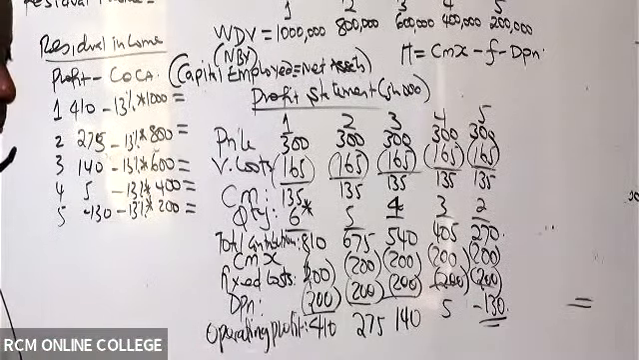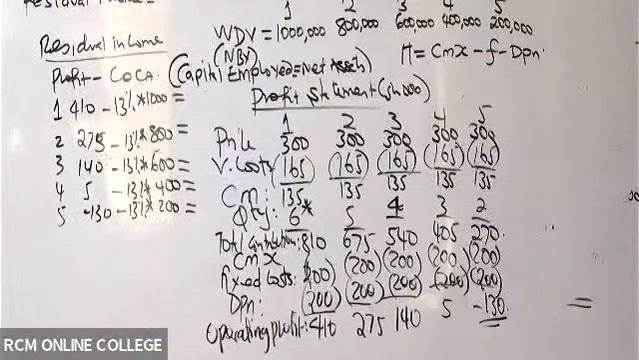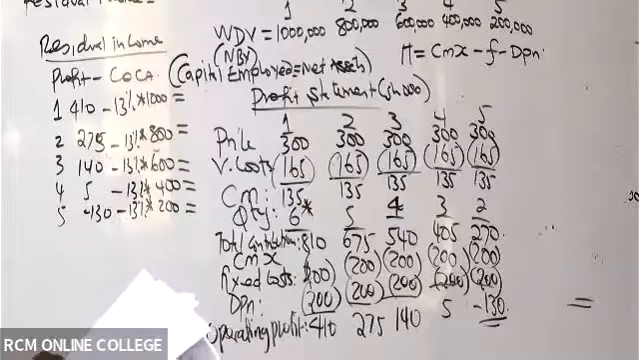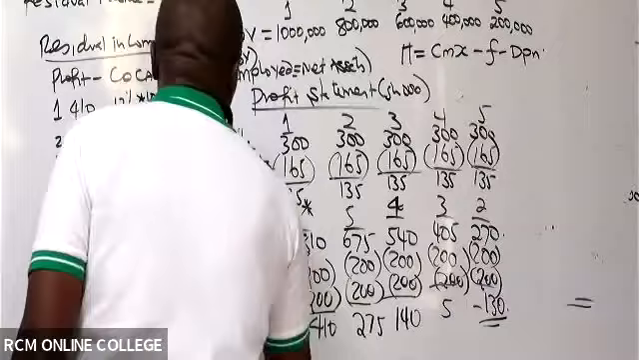So residual income is profit minus COCA, cost of capital employed. Maggie gives me the first residual income, which is supposed to be 280. Thank you so much. So go and pick the second one.